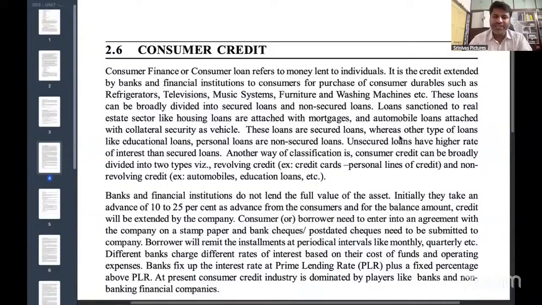It means what? Generally, financial institutions provide loans to consumers, and those loans we also classify into two categories: secured loans and non-secured loans. If the banker or financial institution provides a loan on a mortgage basis, on a security basis, that is called a secured loan. Without any mortgage, if they provide a loan, that is a non-secured loan.